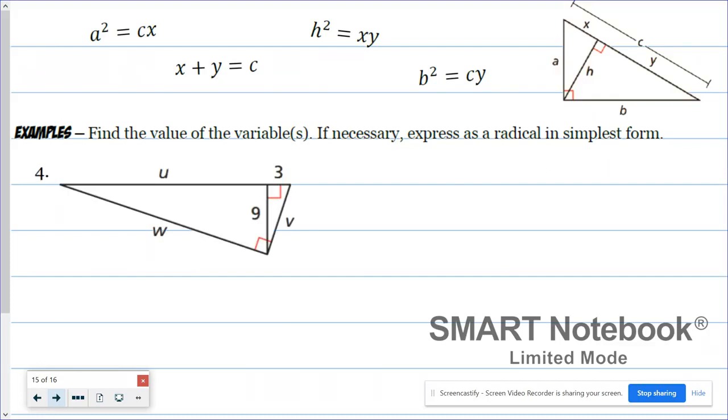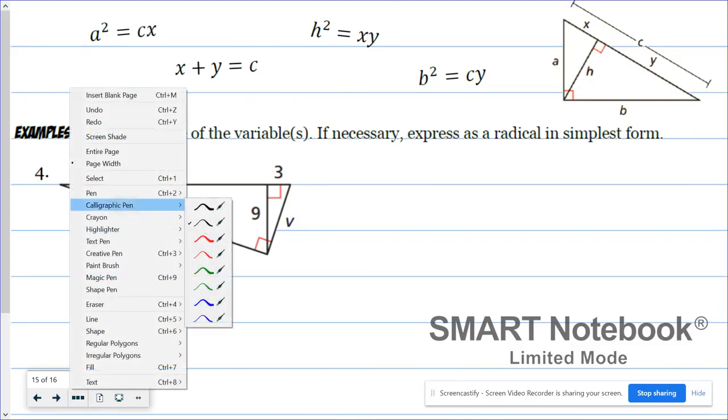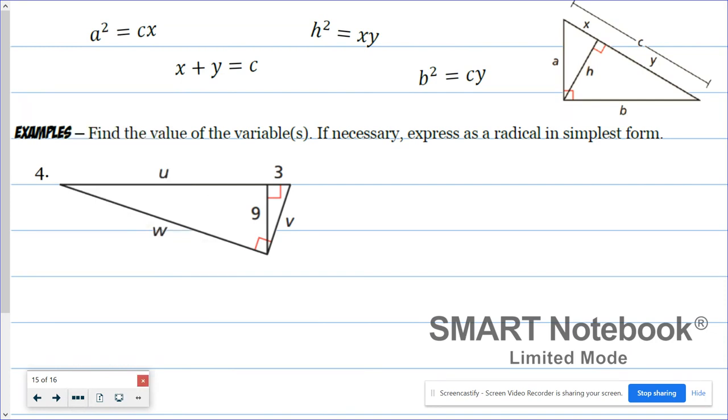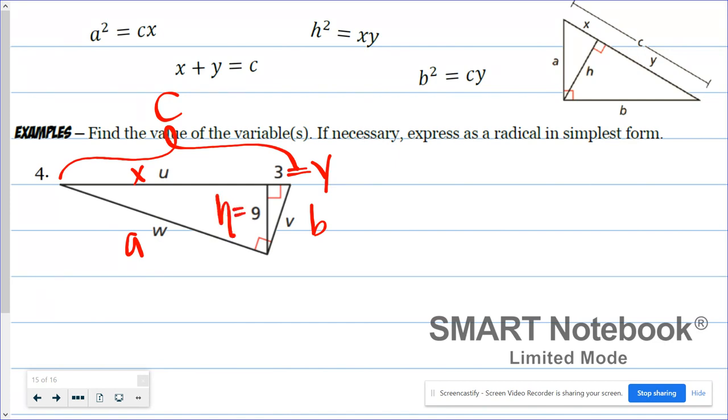Okay. Now, notice that they're using the variables U, V, and W. And when I label my diagram, I don't use those. Honestly, relabel the diagram. Just pay attention to the original variables, but relabel your diagram A, B, C, X, Y, H, right? So you have leg A, leg B, the hypotenuse is C. A and X go together, B and Y go together, and the altitude is H.